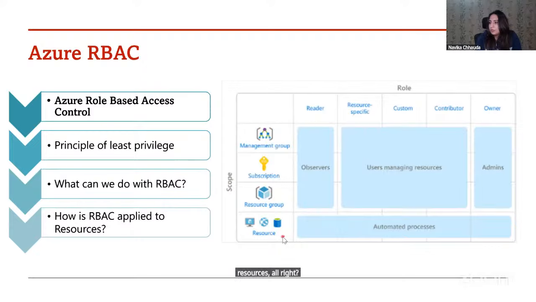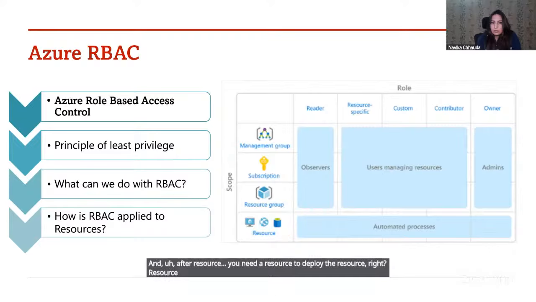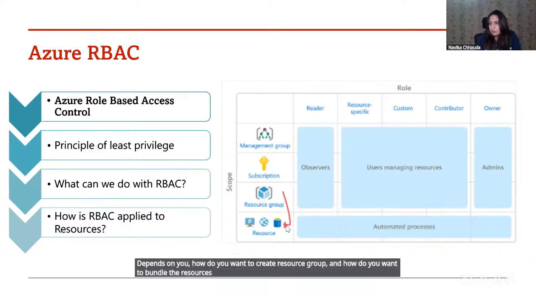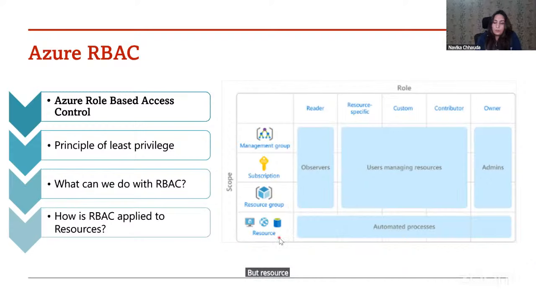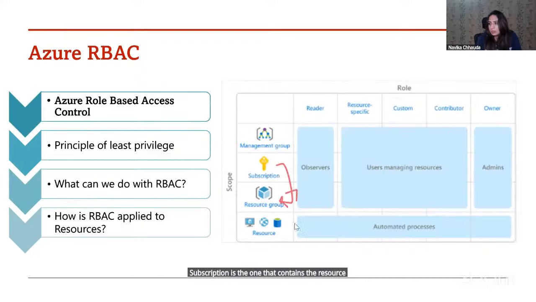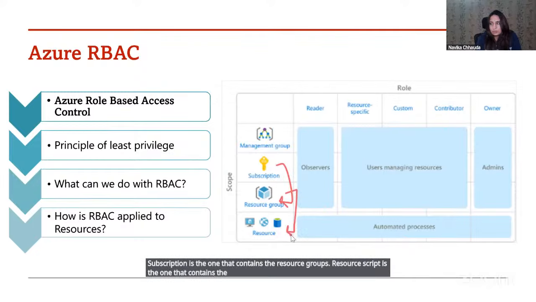And after resource, you need a resource group to deploy the resource, right? Resource group is nothing but just a container which contains the different types of resources. Depends on you how you want to create resource groups and how you want to bundle the resources within it. But resource group is basically a container of all the resources. Then you have subscription. Subscription is the one that contains the resource groups. Resource group is the one that contains the resources. This is how it looks.